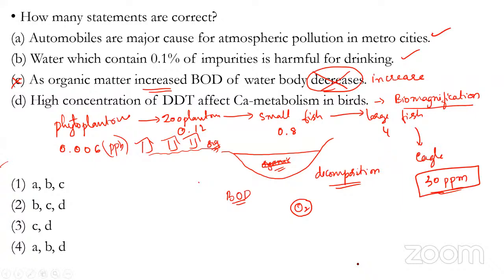But still the population of eagle is going to reduce, because these pesticides are going to interfere with the calcium metabolism, and calcium is important for the egg's shell. It is made up of calcium carbonate. So, if calcium metabolism does not happen properly, the egg is going to become soft and thereby it may not hatch. Because of that, the population of eagle is going to reduce. So A, B and D are correct. So the answer should be the fourth one.